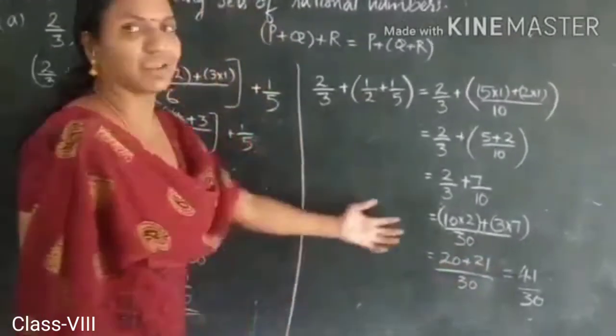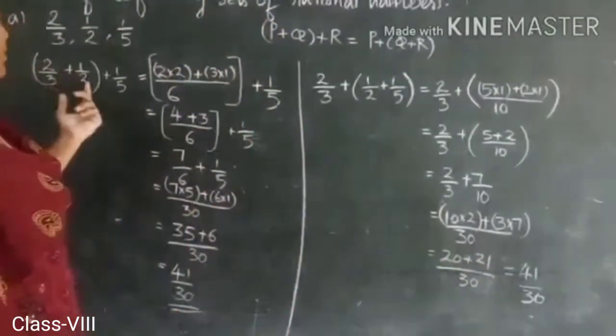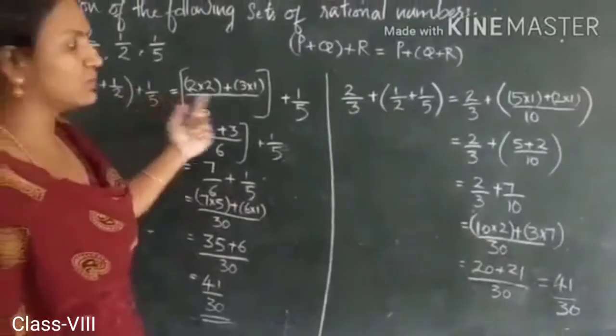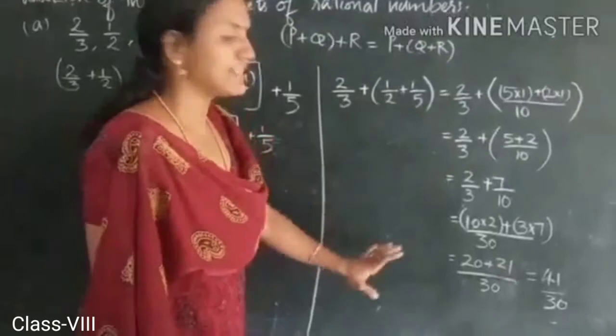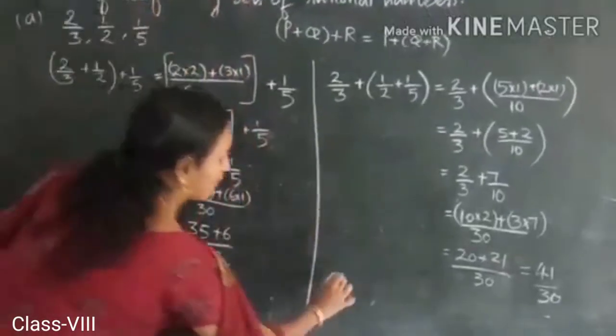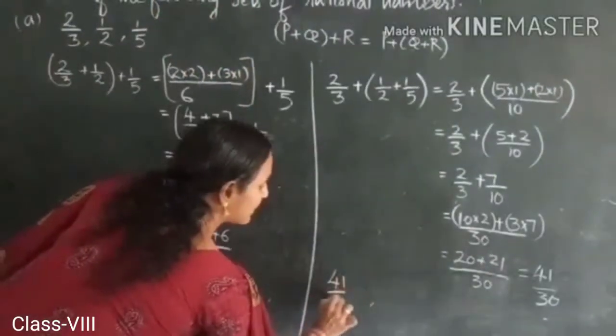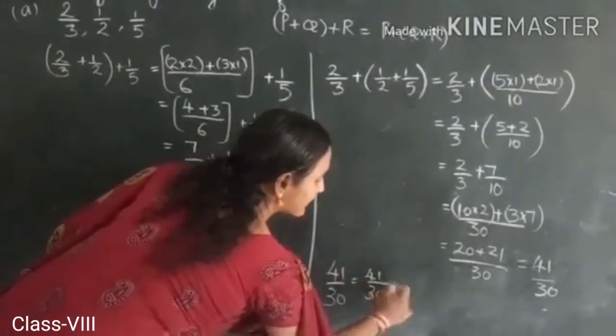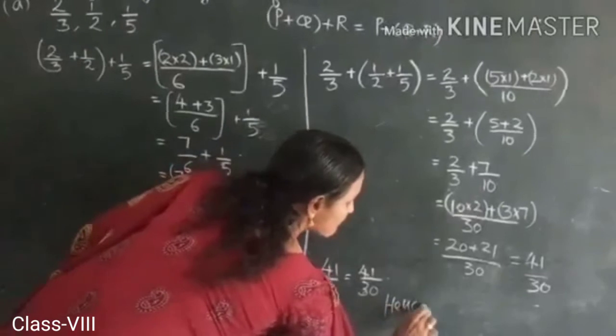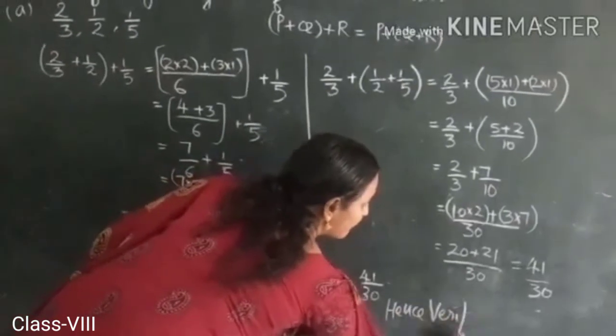So they are equal. So 2 by 3 plus 1 by 2 plus 1 by 5 is equal to 2 by 3 plus 1 by 2 plus 1 by 5. So hence verified. 41 by 30 is equal to 41 by 30. Hence verified.